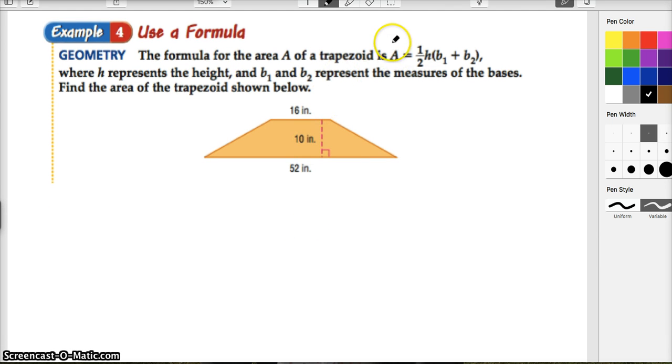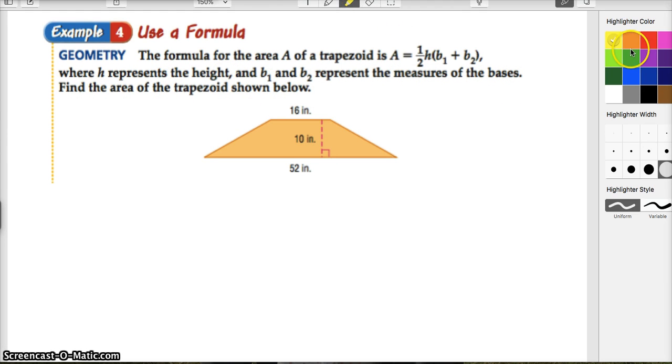We talked about formulas, and this formula is the area of a trapezoid. Its area is equal to 1/2 the height of the trapezoid times base 1 plus base 2. So here h represents the height and b1 and b2 represent the measure of the bases. Find the area of the trapezoid below.